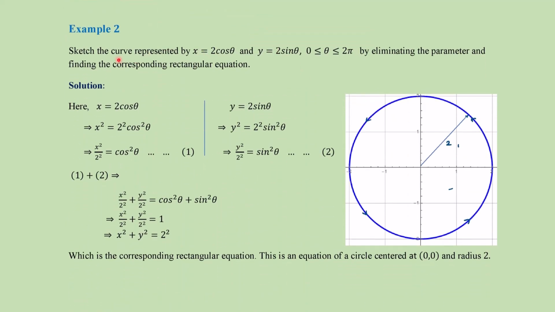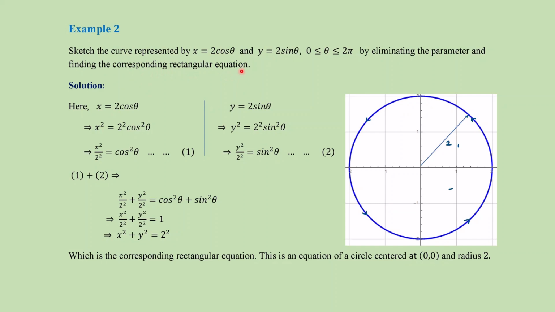Now for this example, we have x equals 2 cosine theta and y equals 2 sine theta, and this theta is the parameter and it varies from 0 to 2 pi. The question asks us to sketch the curve represented by these two equations by eliminating the parameter. That means we need to eliminate the parameter theta and find the corresponding rectangular equation. We need to find an equation which has only x and y.